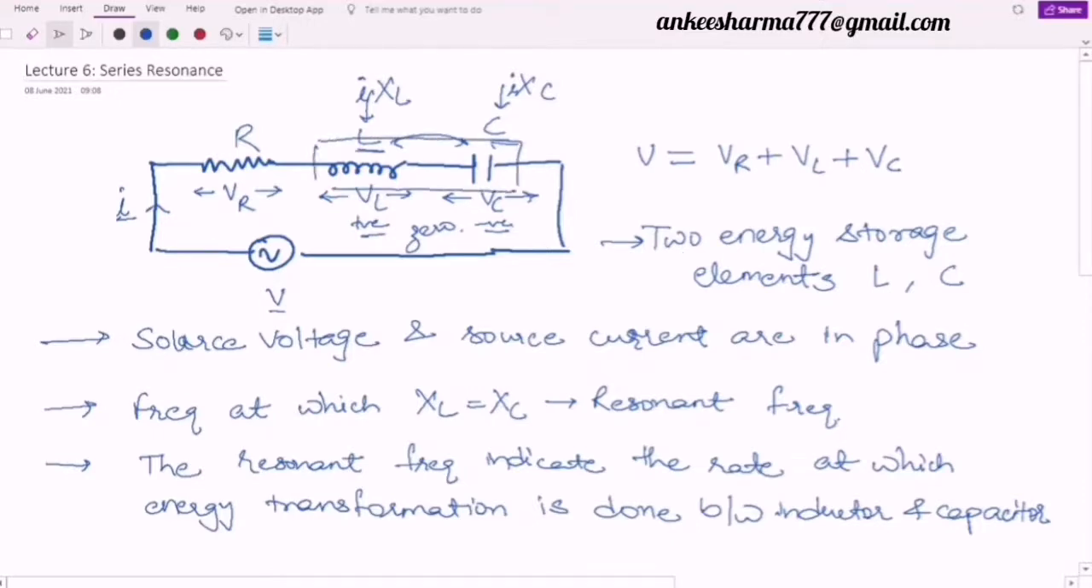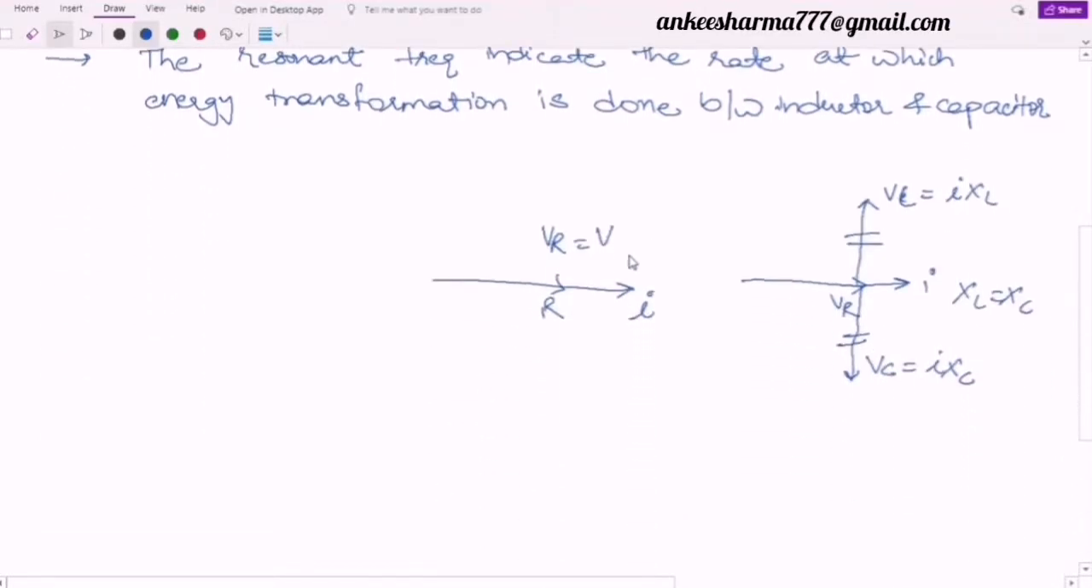If these two voltages are equal to zero, then definitely our V will be equal to VR. So this is what we have obtained, that at resonance our VR will be equal to V, or in other terms, the voltage and current are in phase. In phase means there is no phase difference between these two. So this is what we have obtained.